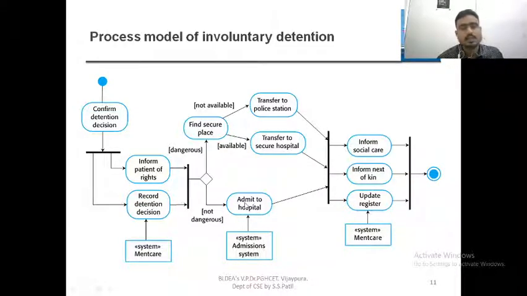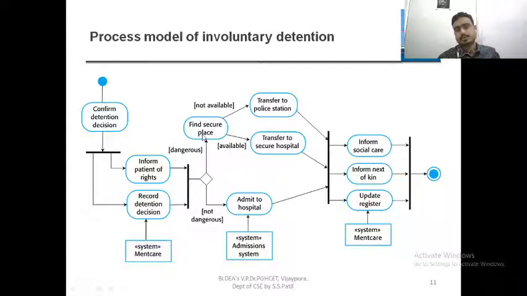Once you admit that patient to the hospital, next comes the social care: inform the next of kin, update the register, take charge, do the regular checkup and finish it. Are you getting the point? Okay, next comes confirm the detention decision, record the detention decision. Again you check whether it is dangerous or not dangerous. If it is dangerous, the patient is out of control. What is the next thing?